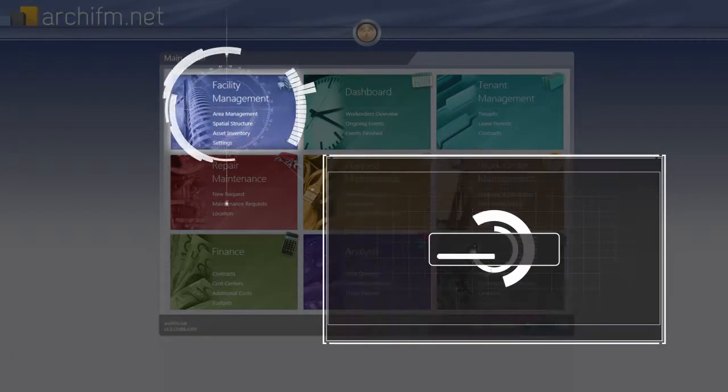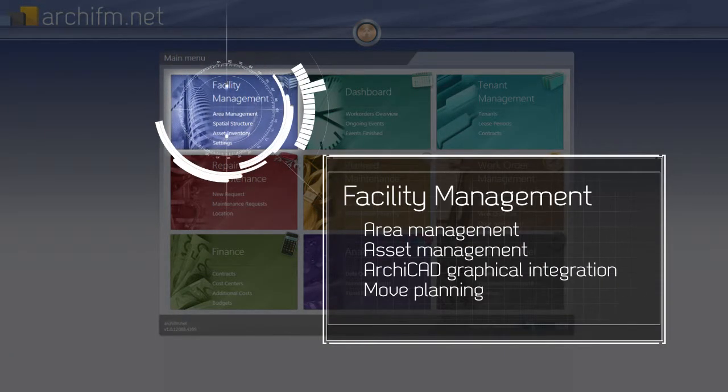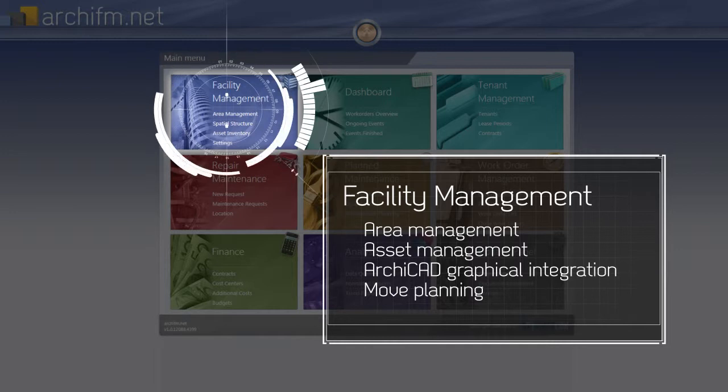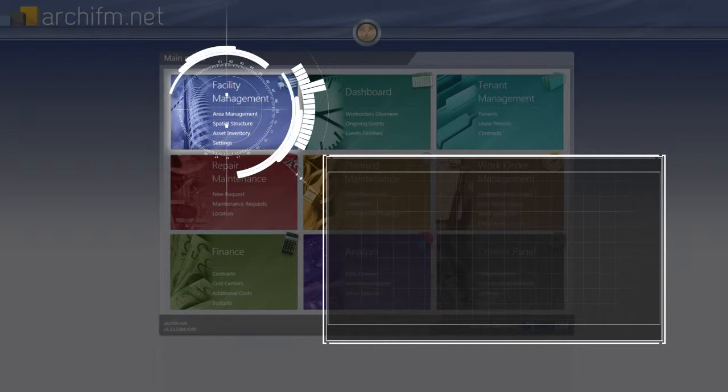Now let's go through each main function of the software. The facility management functionality takes care of all kinds of area and asset information and keeps all data synchronized and up to date in the FM database and in the related ArchiCAD models.